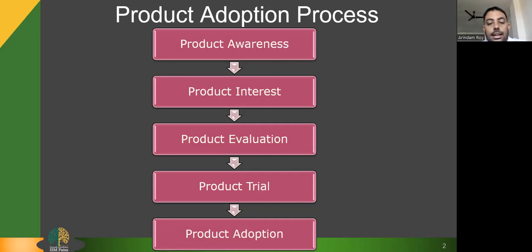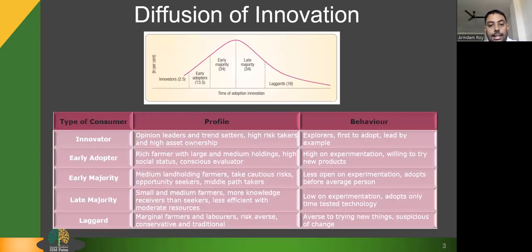Because once the interest switch is turned on, they are definitely going to evaluate the different products available in front of them. And once they evaluate and find the best suited product, they are going to give it a trial, just to understand how the product satisfies their needs or wants in their daily life. Once the trial is performed successfully and they are happy with the performance of the product, they would adopt that kind of product in their daily lives.